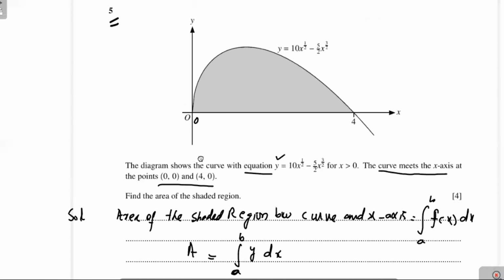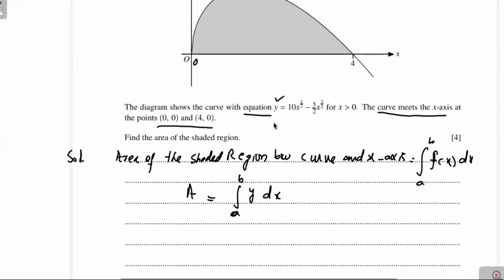Question number 5. The diagram shows the curve with the equation y equal to 10 into x power 1 over 2 minus 5 over 2 into x power 3 over 2. The curve meets the x-axis at points 0, 0 and 4, 0. You see here we have to find the area of this shaded region. This area of shaded region is the area between the curve and the x-axis.